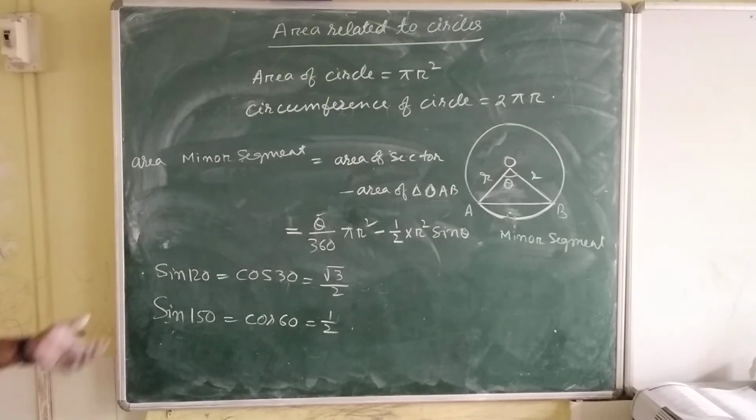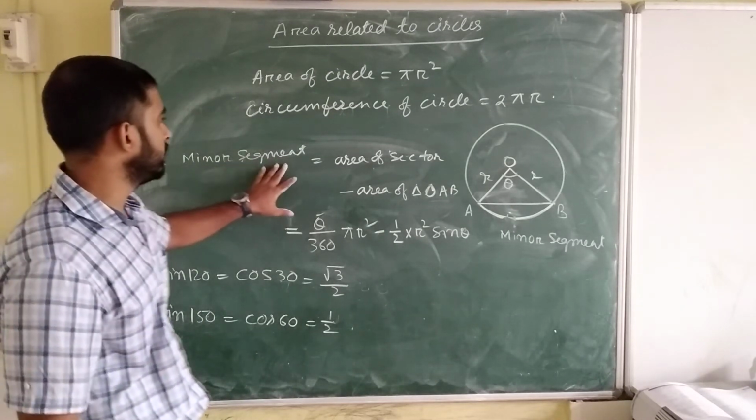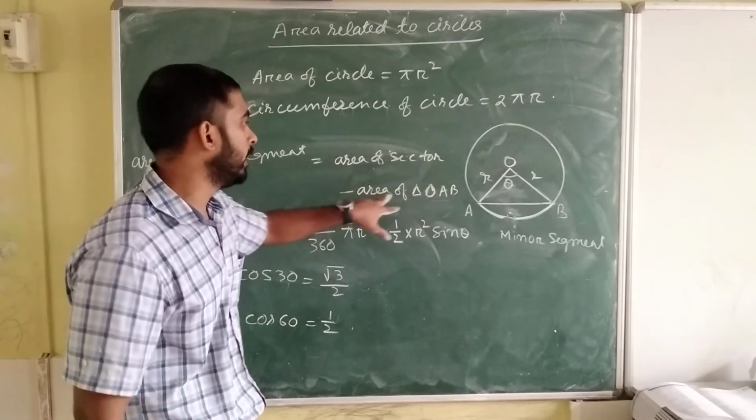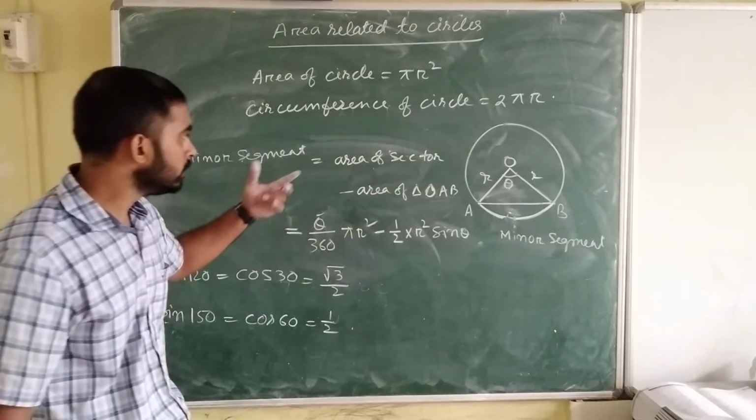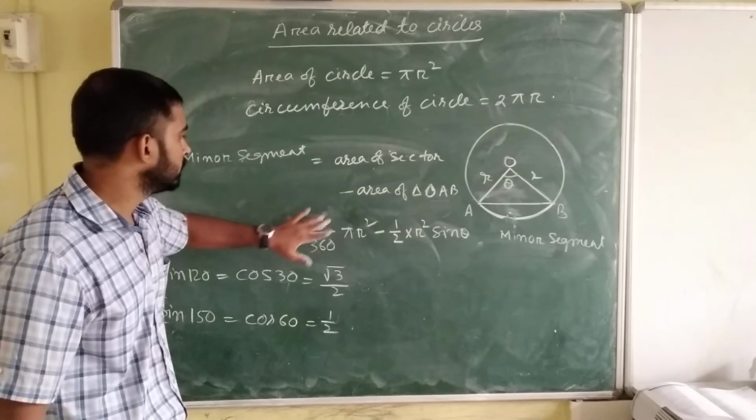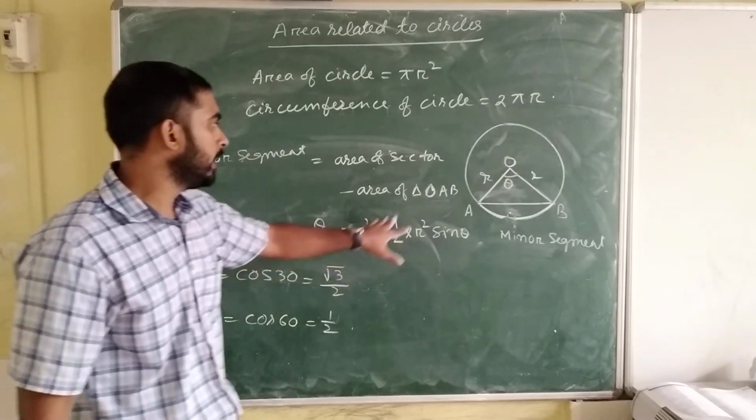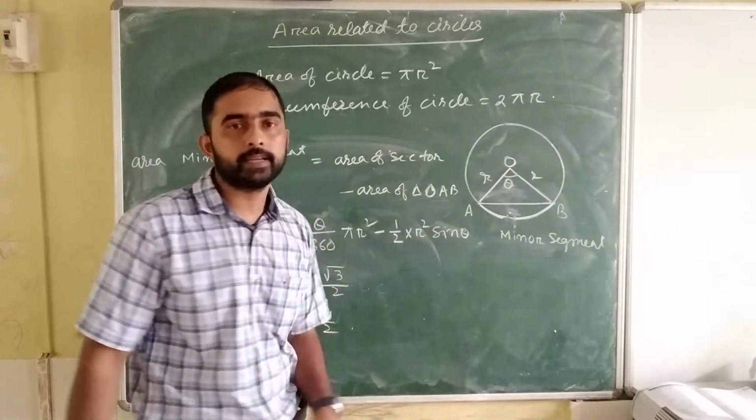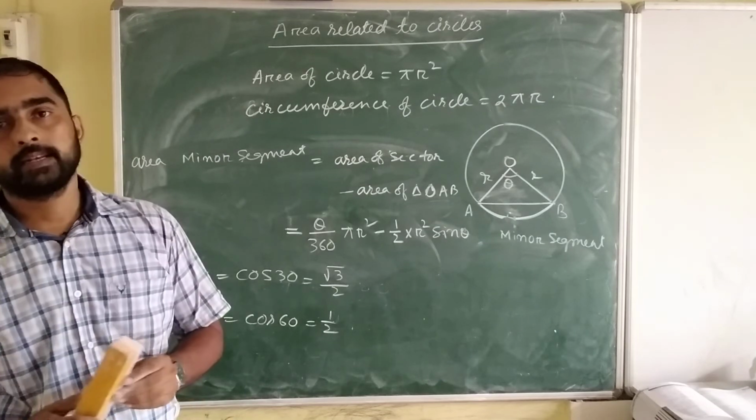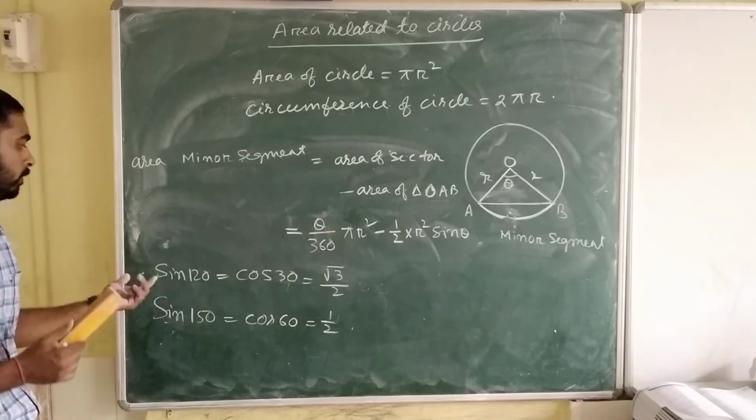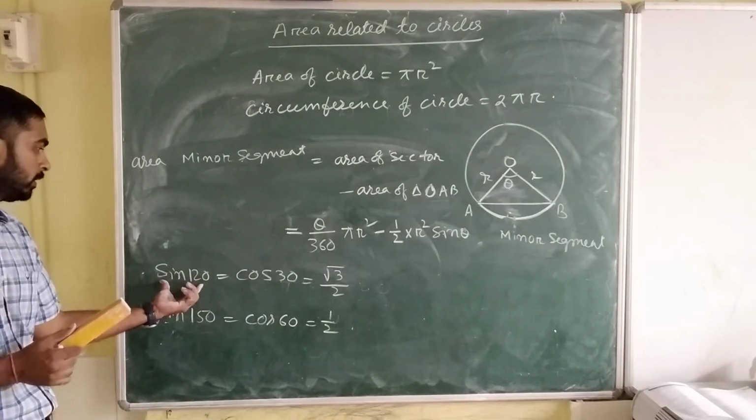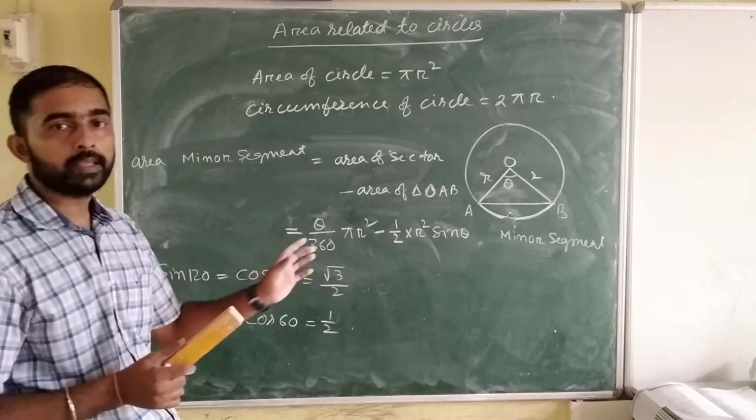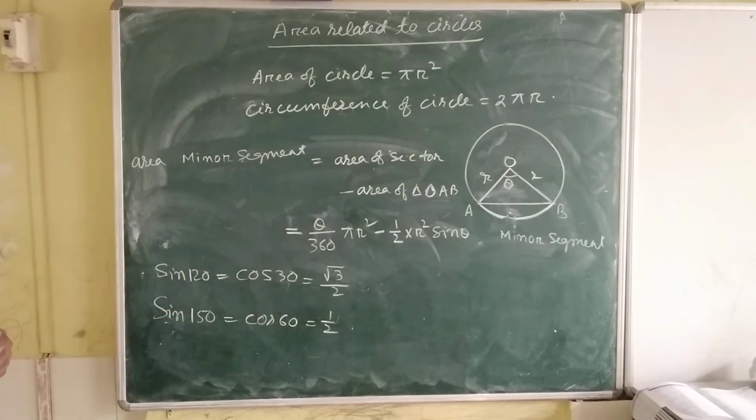So the area of the minor segment equals the area of the sector minus the area of triangle OAB. The area of the sector is known, theta by 360 pi r square. The area of the triangle equals half into radius square into sine theta. So if theta is given as 120, then sine 120 equals cos 30, which is root 3 by 2. Then sine 150 equals cos 60, which is half.